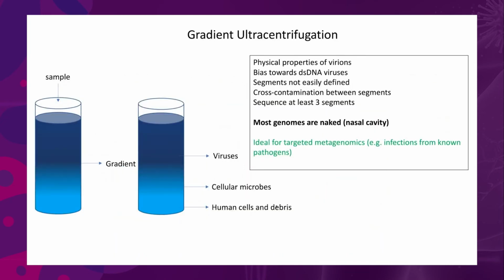Gradient centrifugation is ideal for targeted metagenomics, especially when we know the infectious pathogen. However, it is affected by the physical properties of the virions. As I told you, it's biased towards double-strand DNA viruses. The segments are not easily defined, so basically this will increase the number of samples we need to sequence. And we can have cross-contamination between the segments, so something that is totally targeted.